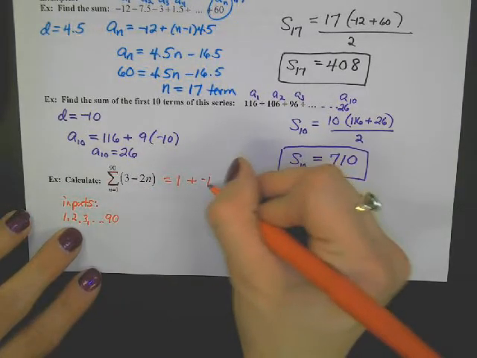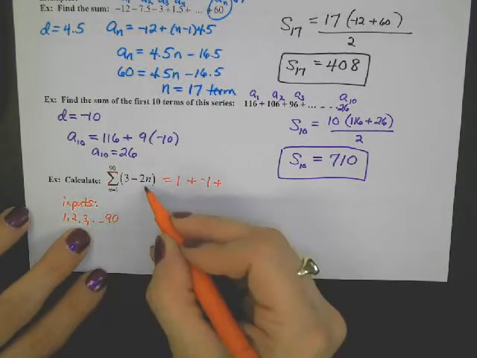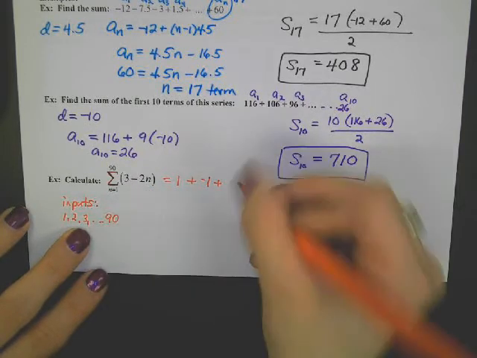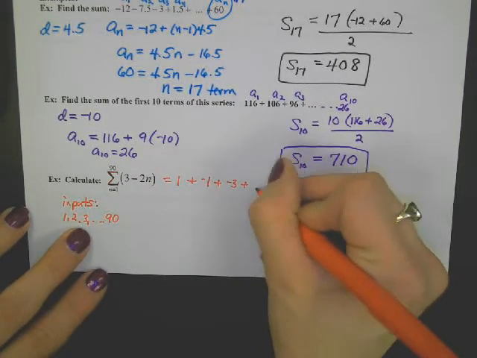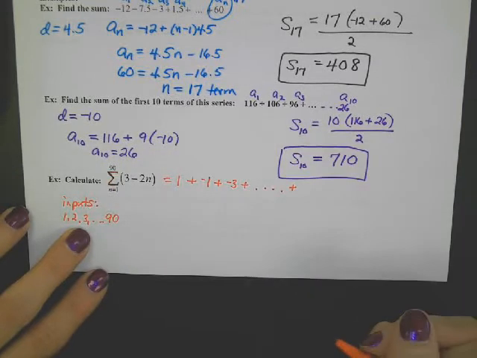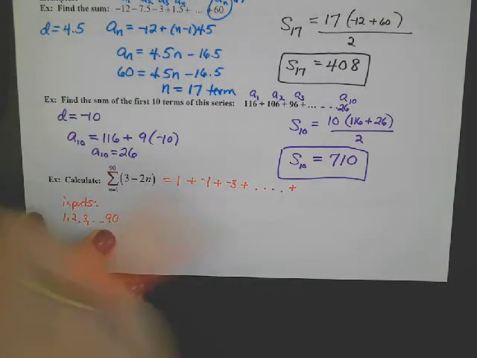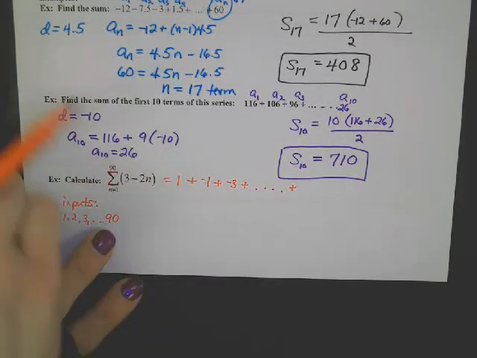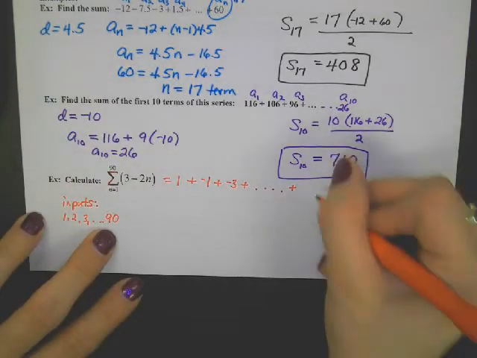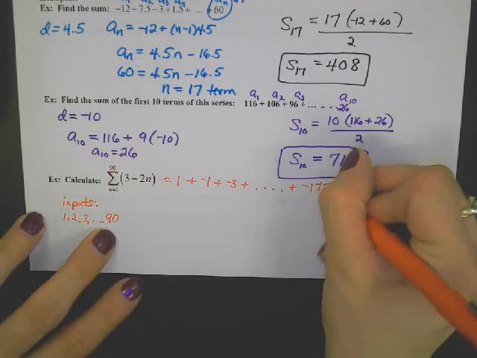3 minus 4 is negative 1. Let's put 3 in. 3 minus is negative 3. Okay, dot. Let's go all the way to the end. Let's put in the last number. Let's put in 90. What's 3 minus 180? Negative 177.